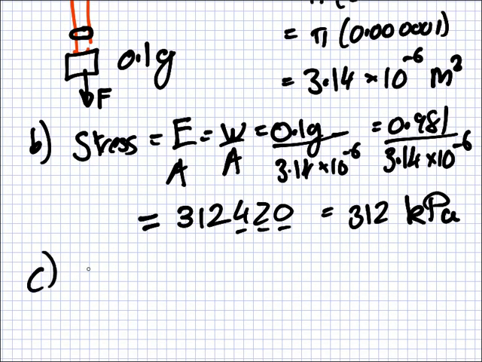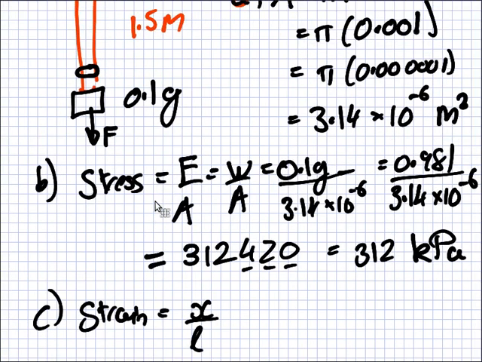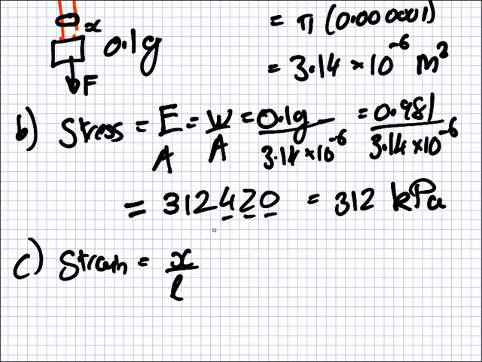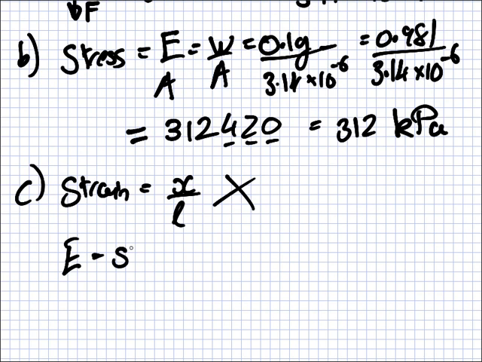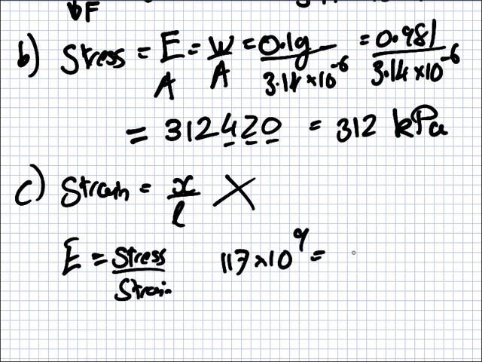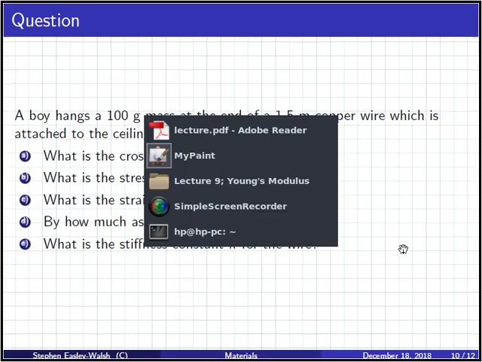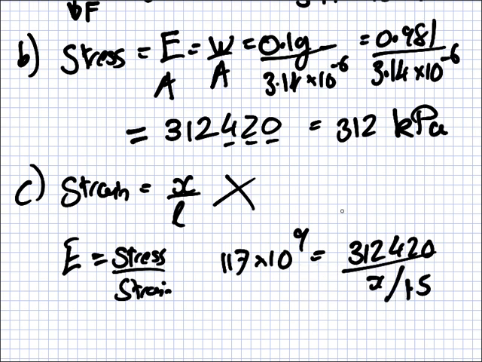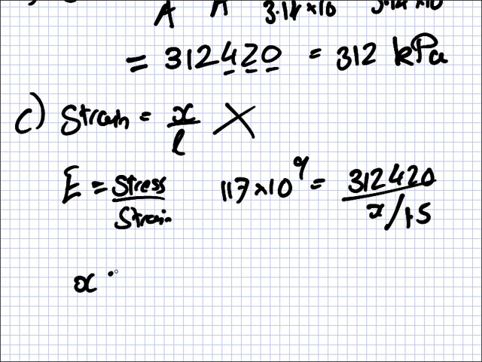I probably will ask you for the strain next. Yeah, strain. Strain is X over L. But the problem is, we know the L, but we don't know the X. So we can't use that formula, but what we can use instead is Young's modulus is stress over strain. What's the E for copper? 117. And the stress is 312420. And the strain is X over 1.5. So we can get the X. The X will equal 312,420 over that times 15.